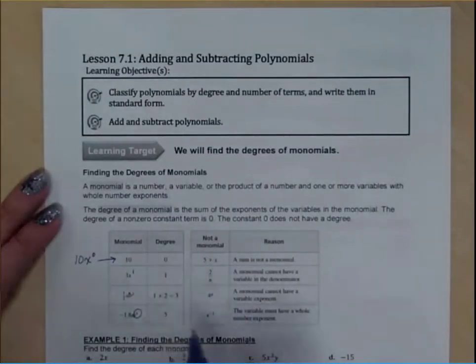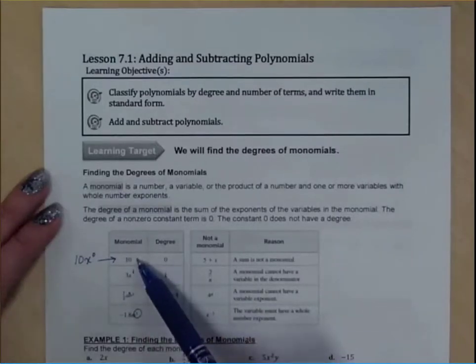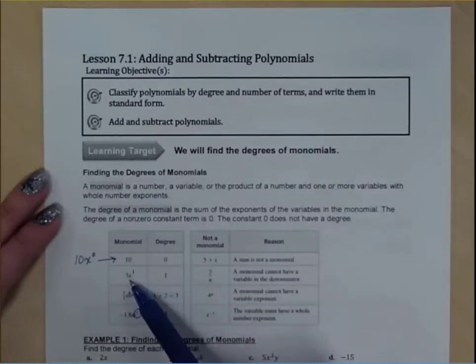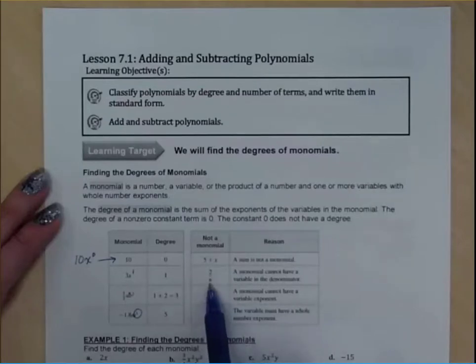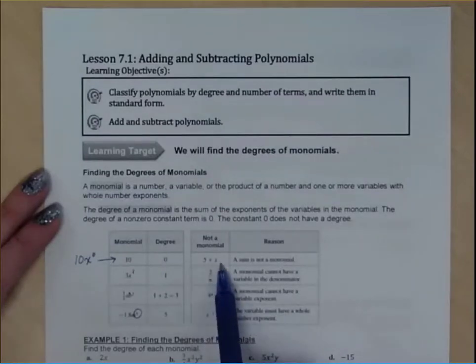Now a monomial can be a whole number, a number and a variable, or a number with multiple variables. But you cannot have a negative exponent on a variable. You cannot have a variable that is an exponent. We can't divide by a variable. And this is not a monomial. It is actually a binomial because there are 2 terms. So we're looking just simply at 1. So a monomial would just be 5 or x.